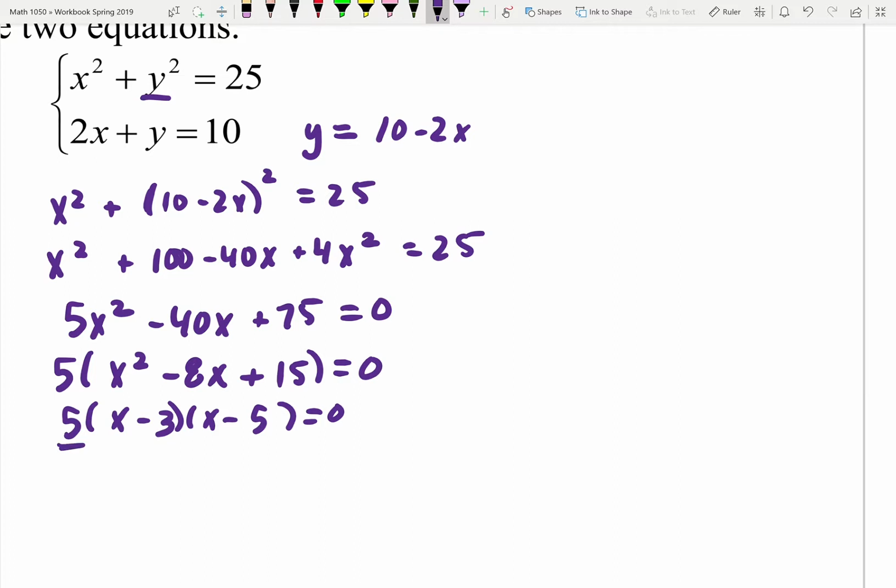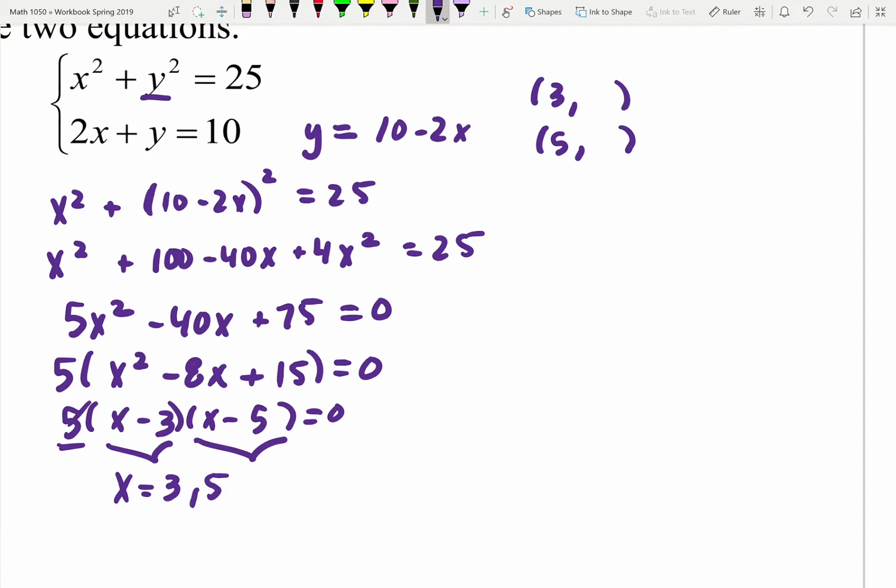Some people think that that 5 sitting there will somehow alter the solution that those two things give. It does not. You just disregard it. So the x minus 3 gives you x equals 3. The x minus 5 gives you x equals 5. And then you come over here where you're going to write your answers. You make one ordered pair with x being 3 and the other one with x being 5.